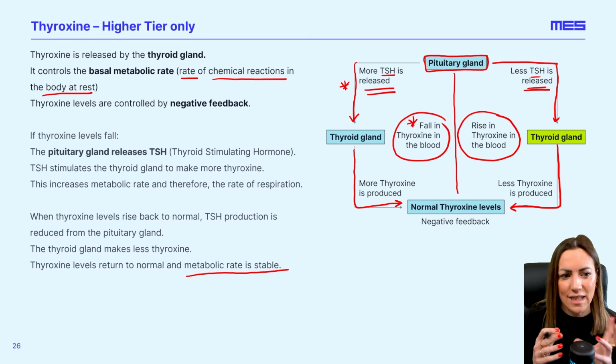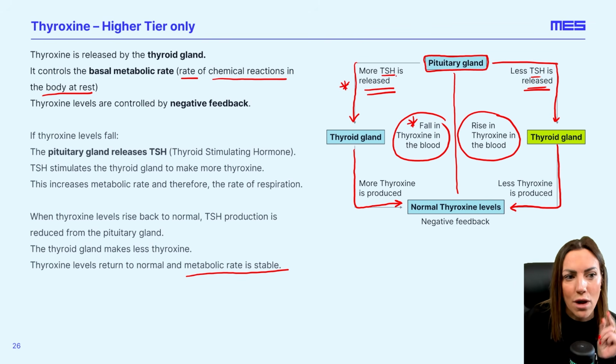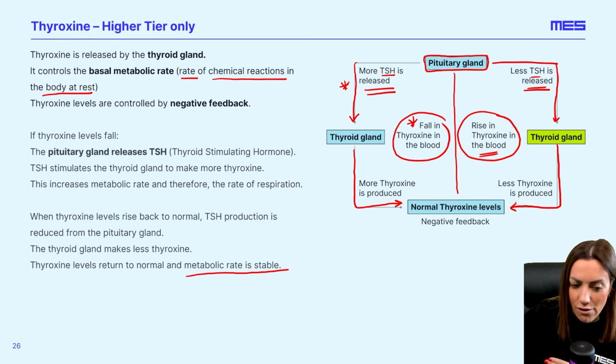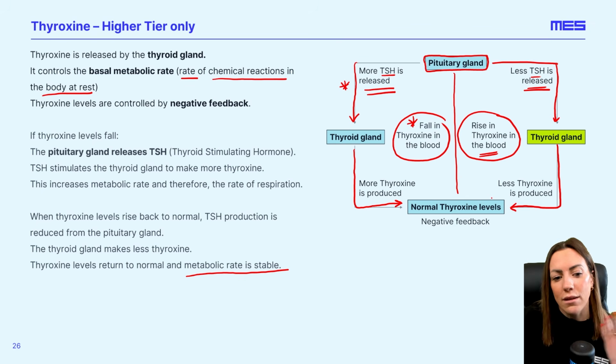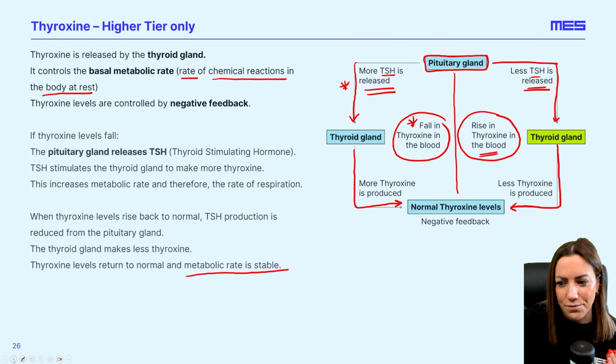So quite a lot to remember on this slide, but thyroxine from the thyroid gland controls your metabolic rate. But thyroxine is controlled by negative feedback, and that involves another hormone, thyroid stimulating hormone. So if thyroxine levels fall, more thyroid stimulating hormone from the pituitary gland leads to an increase in the release of thyroxine from the thyroid gland. But if your thyroxine levels rise, you'll have a reduced release of TSH from the pituitary gland. So your thyroid gland will start releasing less thyroxine. So your metabolic rate will decrease back to normal.